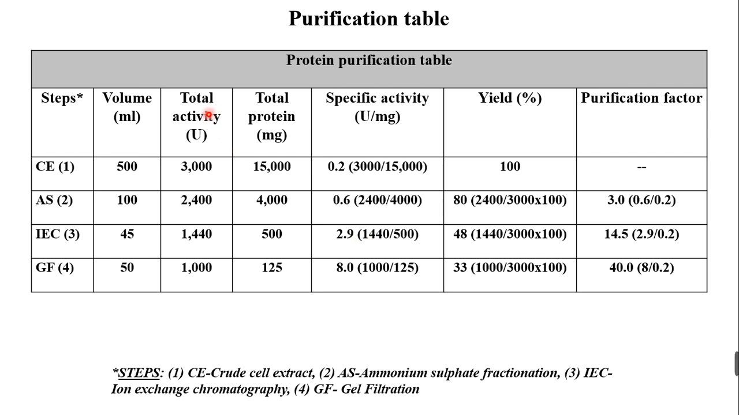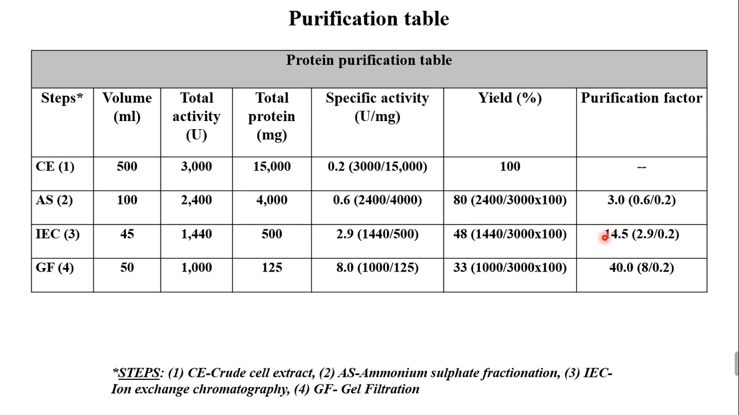And from the total enzyme activity in IU, I calculated the yield, that is 1440 divided by 3000. The starting is 3000 IU, and in this step you have 1440, so 1440 divided by 3000 multiplied by 100, because it is a percentage, you will get 48%. You can see from 80% to 48% you got it.